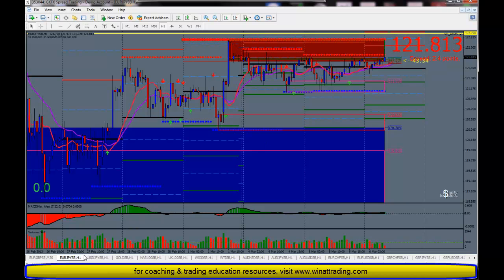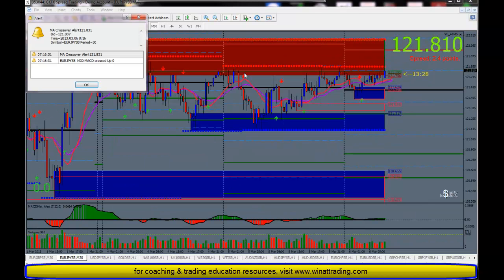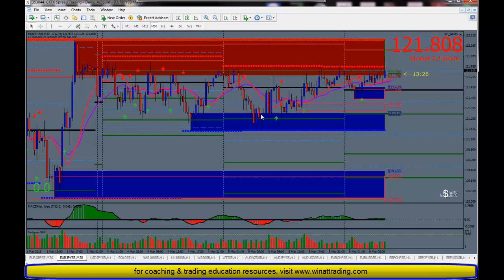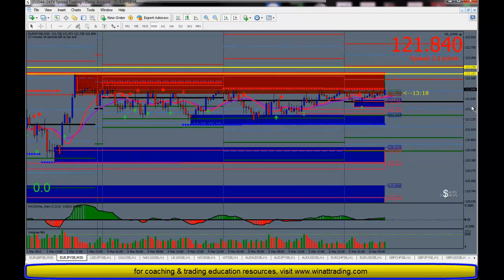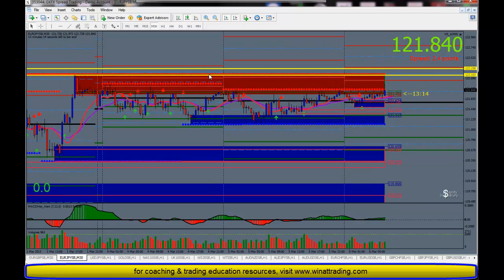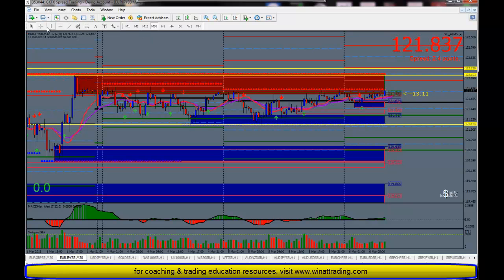Okay, this is the euro yen. That's hourly. On the 30-minute euro yen, big resistance over here, so we're looking for any break above that for a long. And that looks like there's some space above it, so that's good. And we're looking for shorts anywhere below 121.134.